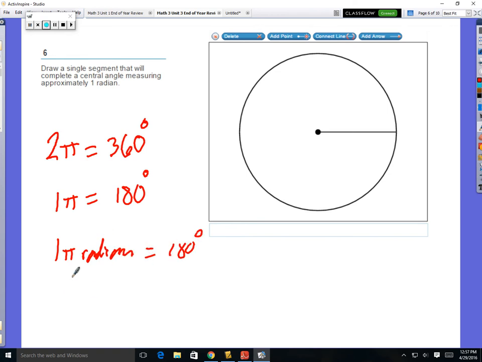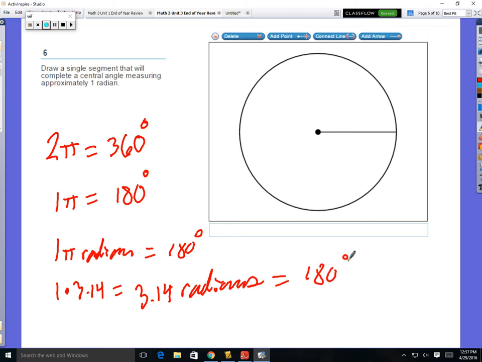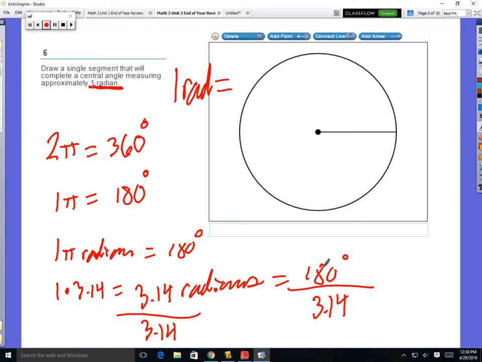equals 180 degrees, or 1 times 3.14. So that's actually 3.14 radians equals 180 degrees. But I need 1 radian, and this is 3.14 radians. So if I divide this by 3.14, and I divide this by 3.14, 3.14 divided by 3.14 is exactly 1 radian. So I do 180 divided by 3.14, and that gives me 57.3 degrees. So it's going to be something like that, 57.3 degrees.